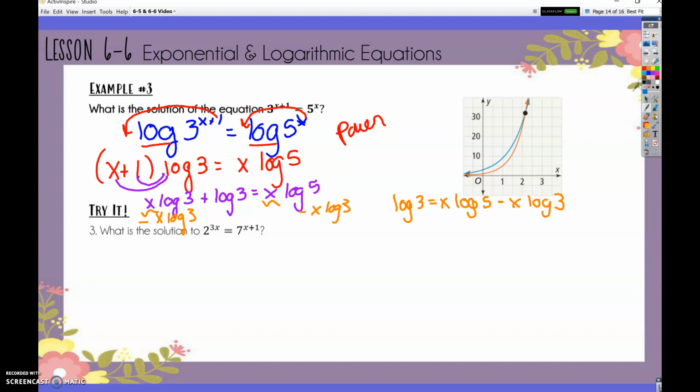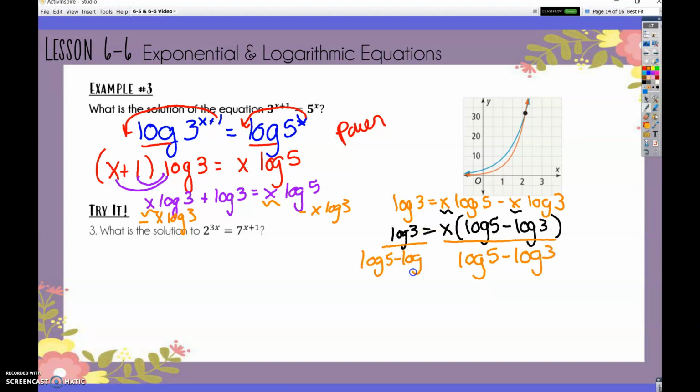By having both the x's on the same side, I can factor that out of there, and I'd have x times log 5 minus log 3 equals log 3. And this isn't pretty, but it's going to work here. If I divide by log 5 minus log 3 on both sides, and this is all just a calculator number, I would have x equals log 3 over log 5 minus log 3, which is not anything in our brain, not a number. It does come out to about 14.57, but that gives us our answer. It helps us separate that x.